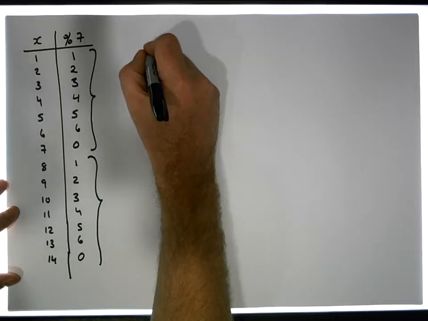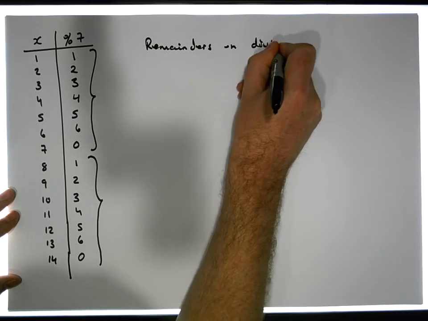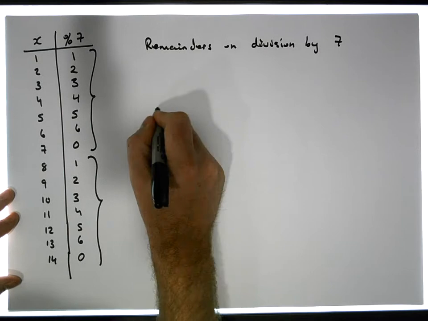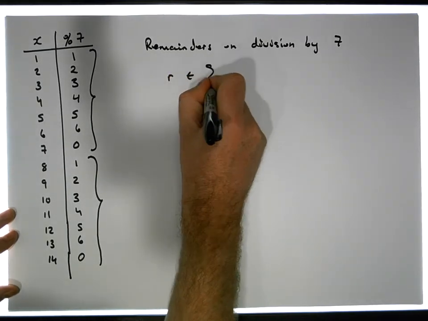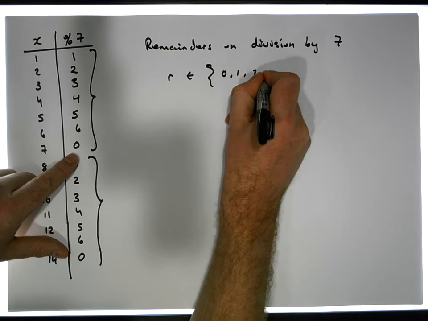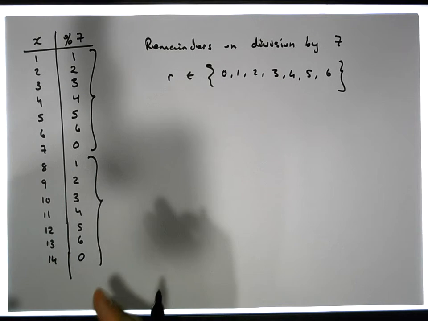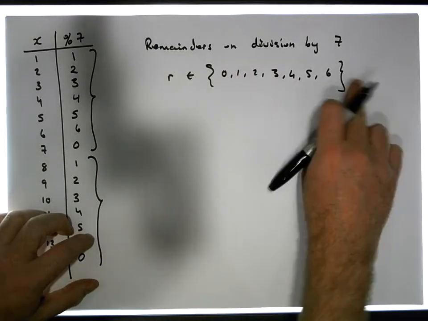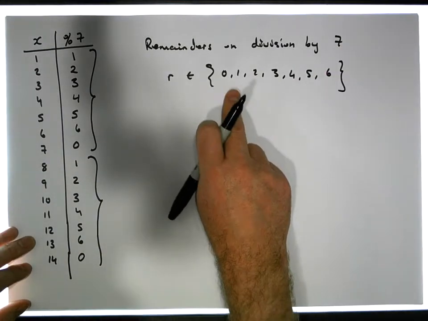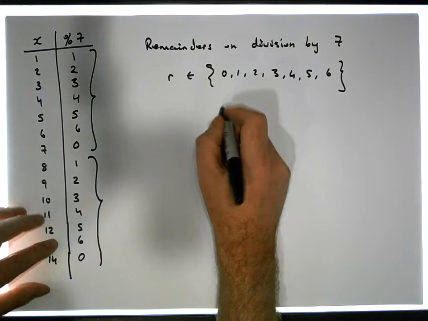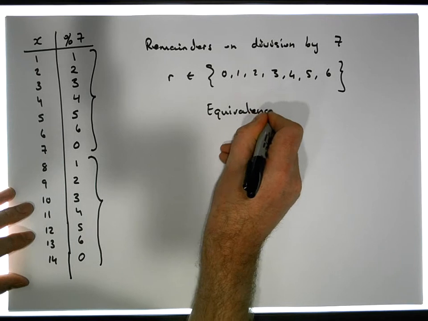So the remainders on division by 7 are elements of the set 0, 1, 2, 3, 4, 5, and 6. So after division by 7, your remainder has to be one of these particular values. Actually, each one of these values creates what's known as an equivalence class. I'm not going to talk too much about it, okay? So we have equivalence classes.